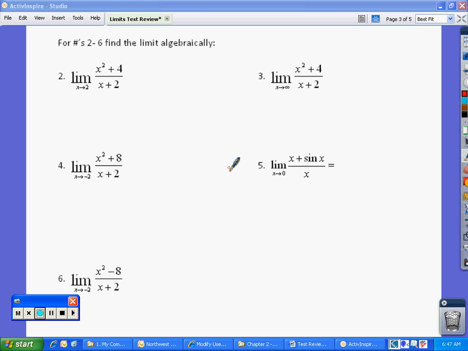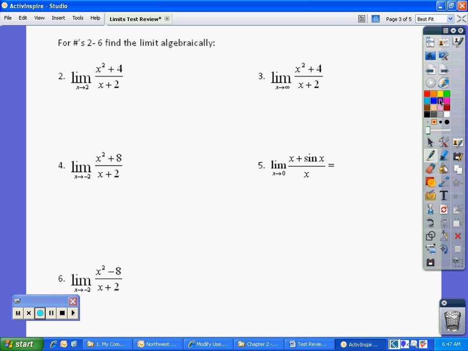All right, numbers 2 through 6 ask us to find each limit algebraically. So let's look at the first one. We're asked for the limit as x approaches 2 of this function, x squared plus 4 over x plus 2. First step is always going to be attempt to plug in, because we don't know if we need to do anything more until we've tried to plug it in.